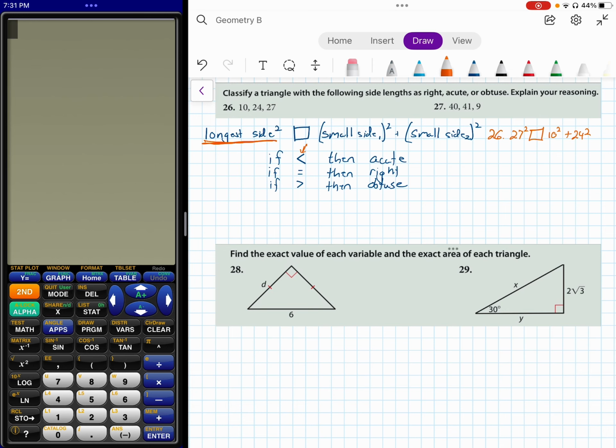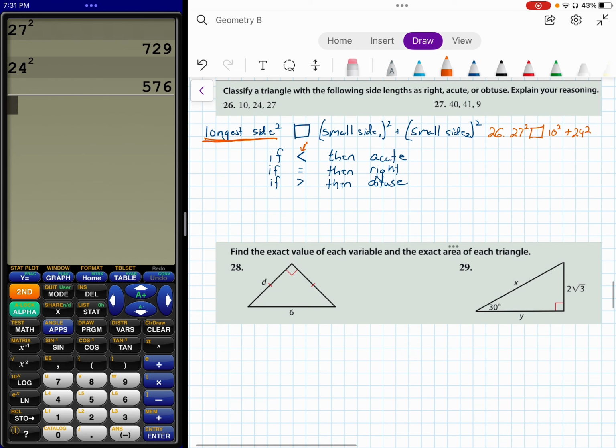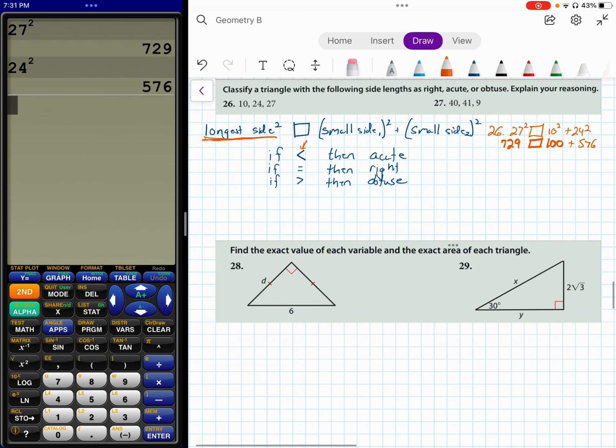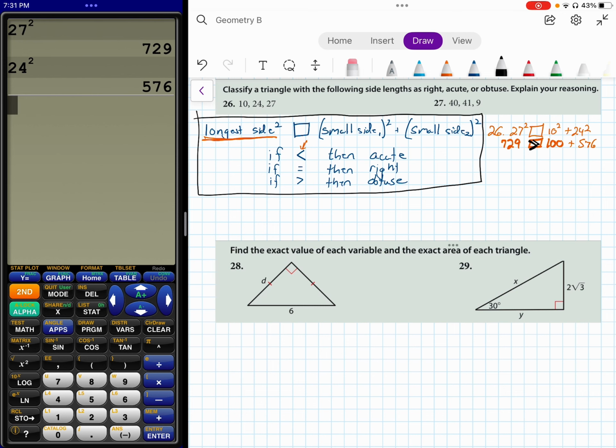So we need to figure out a few of these things. 27 squared. We know 10 squared is 100, 24 squared is 576. So 27 squared from the calculator, we know that is 729. And we want to compare that to 100 plus 576. Well, if you add those together, that only gives you 676. And so it's definitely 729 is greater. And if we look at our key over here, we know that that is going to be an obtuse triangle.